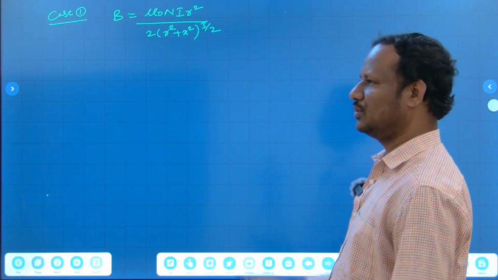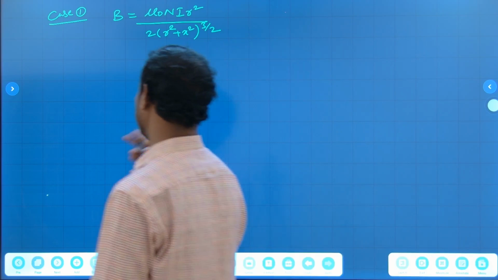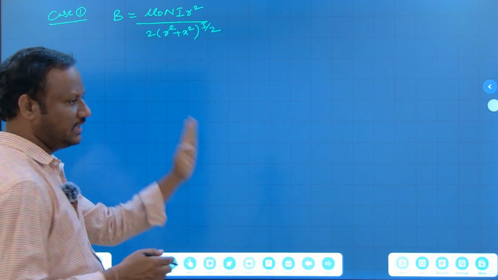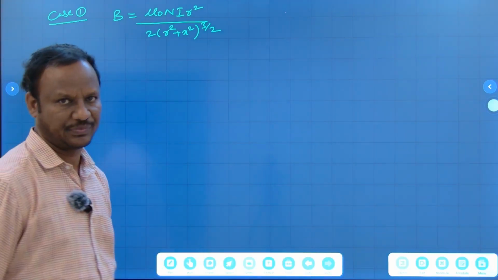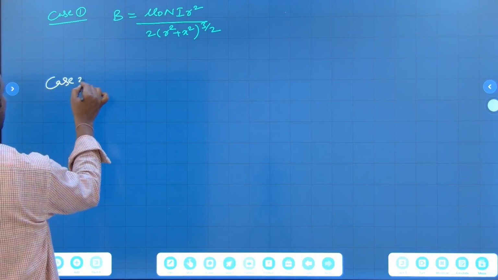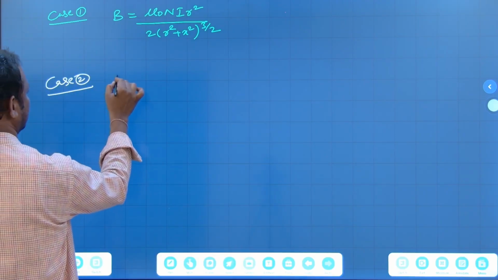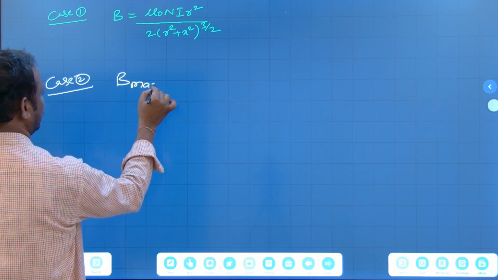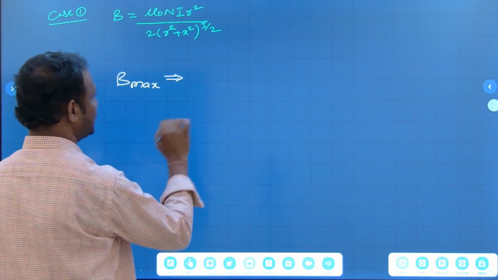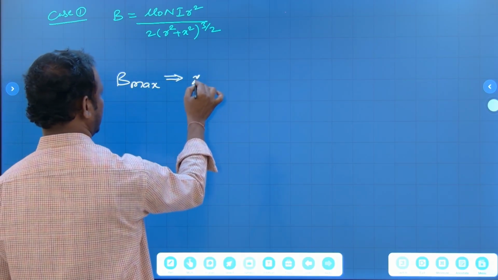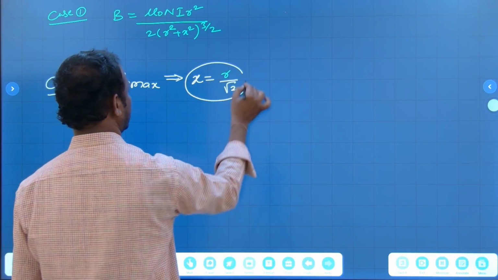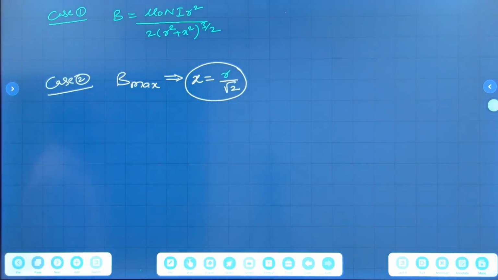Now, this is the ring. If you are moving away from the center, at what distance from the center is the field maximum? Case 2, the field is maximum, B maximum. For B maximum, the first differentiation of B must be equal to 0. That is X is equal to R by root 2, case 2.